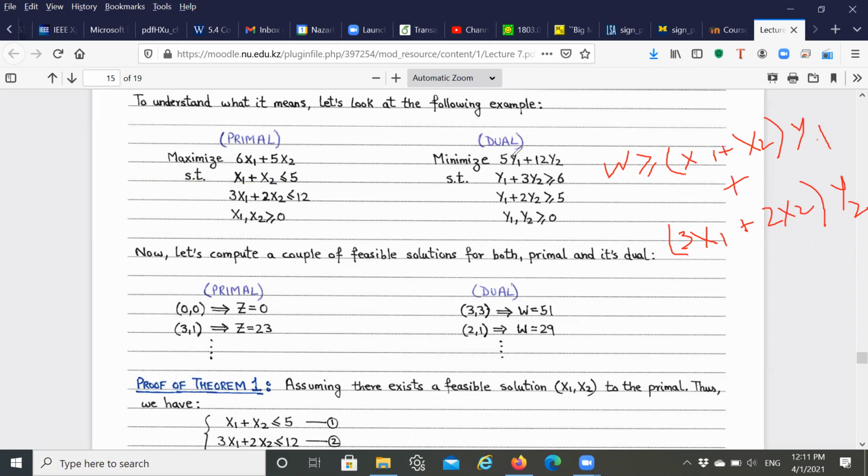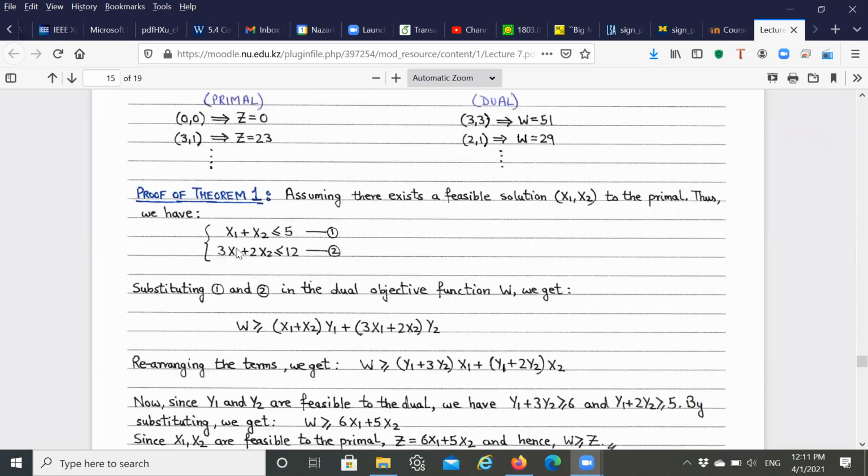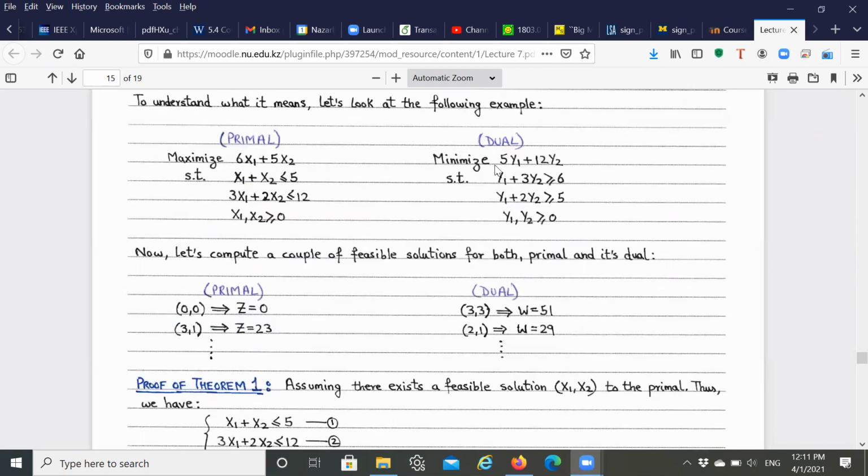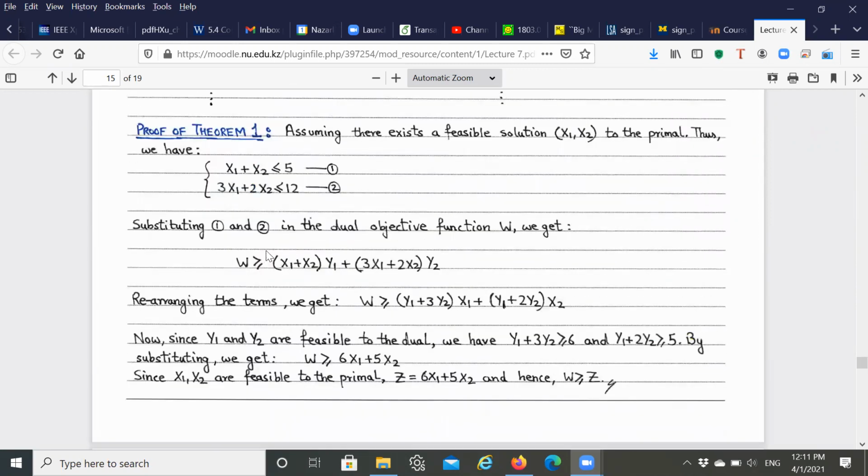Am I right? Is it clear? Yes. Everyone understand what I've done? So basically what I did is I took these two equations and substituted them into the objective value of the dual. So W would be greater than or equal to, why greater than or equal to? Because in the primal it was less than or equal to 5, so now it becomes greater than or equal to, with these two terms substituted in place of 5. Now I rearrange this equation in terms of x1 and x2, factorizing everything, and I get this. Now, we know that y1 and y2 are also feasible solutions to the dual.